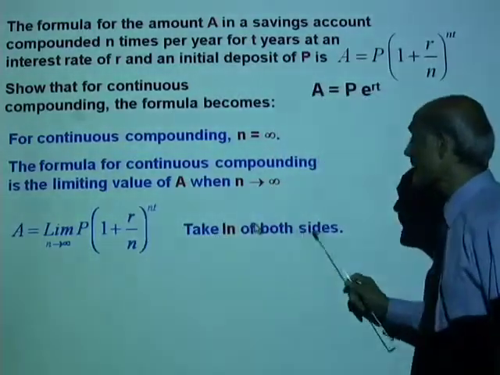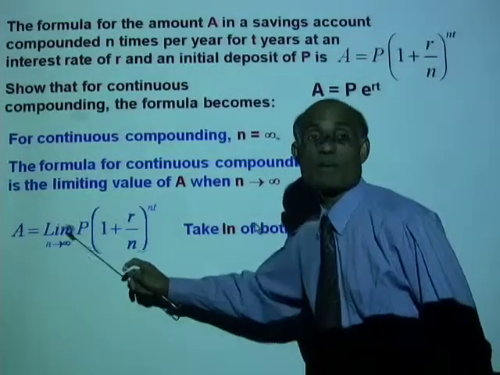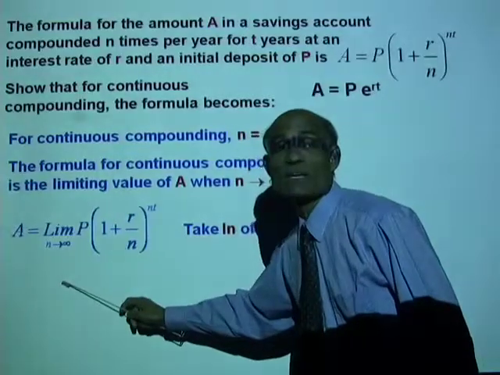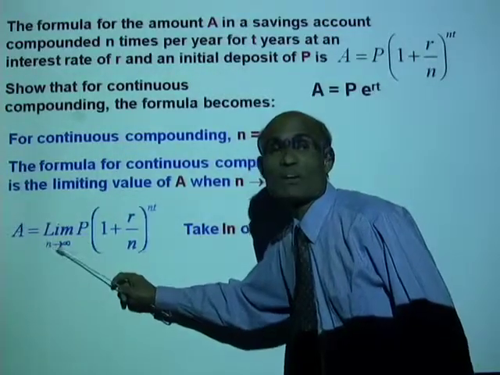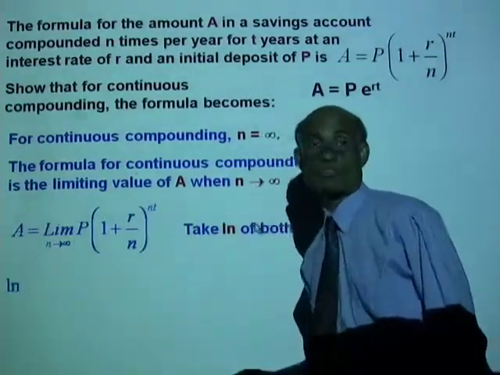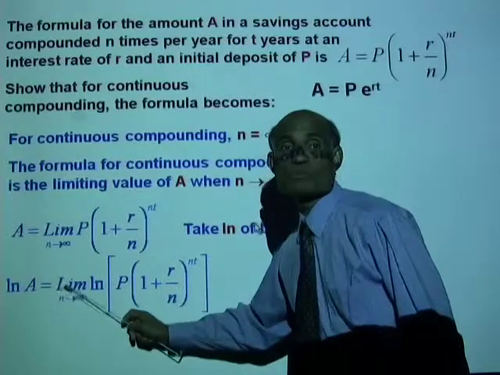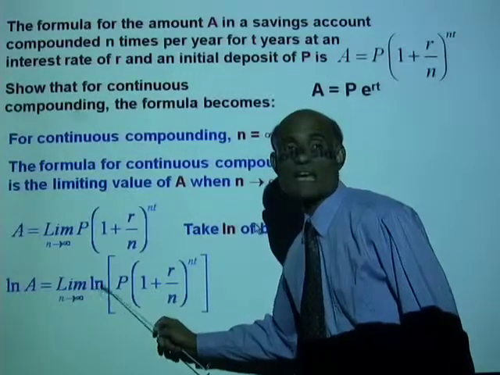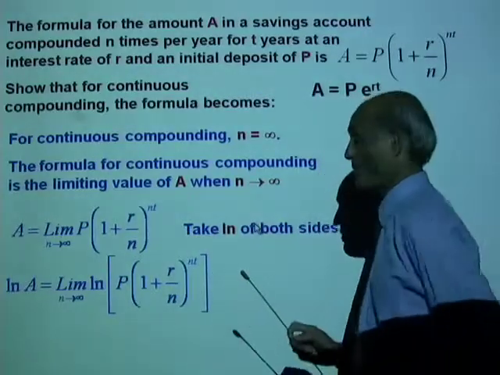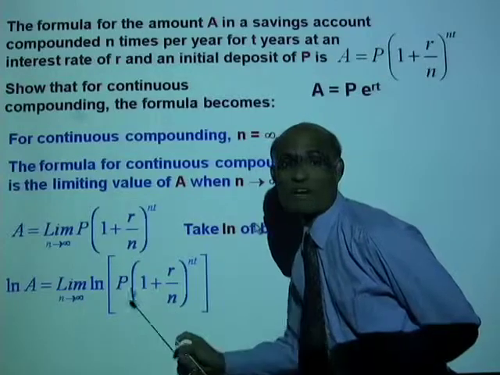Therefore, we take ln of both sides and then proceed from there. Help me take the ln. It will give me ln A equal to the limit as n goes to infinity of ln of this quantity. Can you write this in a simplified form?